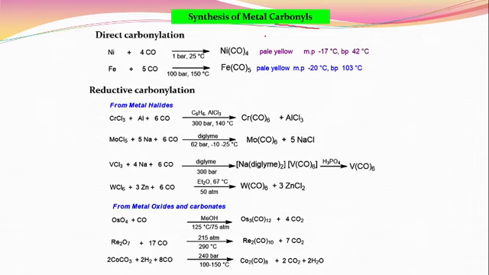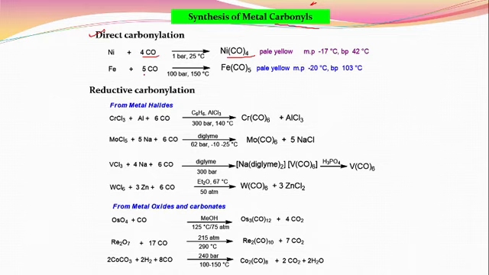Today we are going to learn the next topic related to metal carbonyls, that is the synthesis of metal carbonyl. Let me see the first type, that is the direct carbonylation process. By the direct carbonylation process we synthesize metal carbonyl compounds. Let me see the first example. There is nickel, which is reacted with 4 CO, and we get Ni(CO)4, which is pale yellow in color.